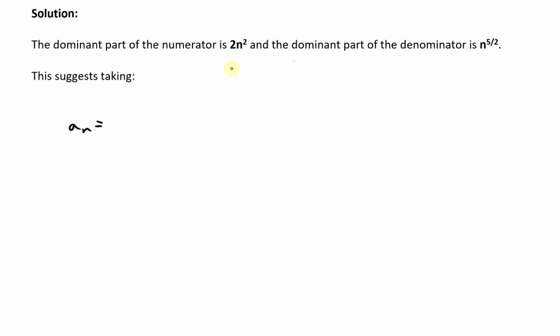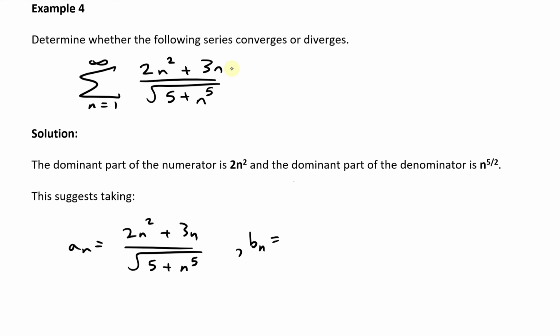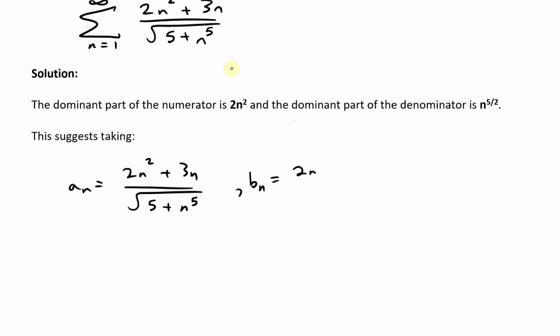So thus, this suggests taking, I'll write right here a_n, the equation that we're given: 2n squared plus 3n over the square root of 5 plus n to the power of 5. And then we'll write b_n, where we just take the dominant parts of the top and the bottom, because we're dealing with infinity again. As you approach infinity, the larger terms are more impactful than just this 5 versus n to the power of 5, or 3n versus 2n squared. So what we'll have is b_n is equal to 2n squared over the square root of n to the power of 5.